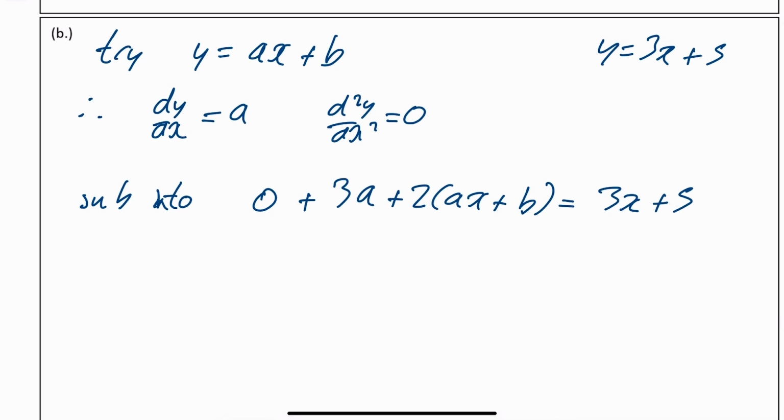So it's a bit of a mess to tidy up. I'll have 2ax, I'll have 3a plus b, and I'll put those in a bracket, and that's equal to 3x plus 5. So you're just equating.